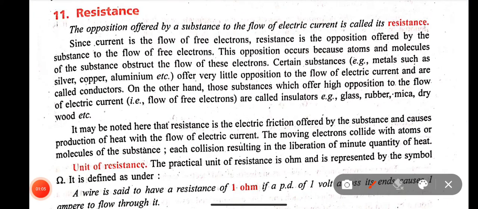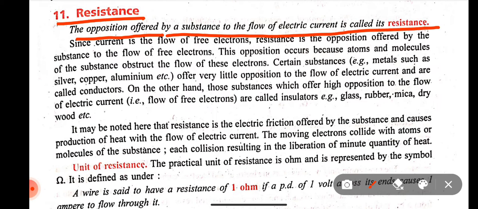So first of all, point 11: what is resistance? Resistance means what? The opposition offered by a substance in the flow of electric current is known as resistance. Resistance means opposition, a hindrance or obstacle in the flow of current.